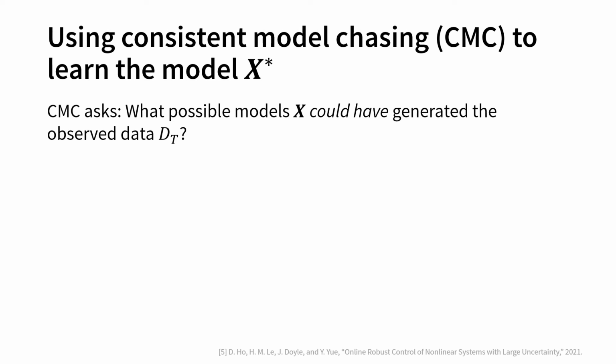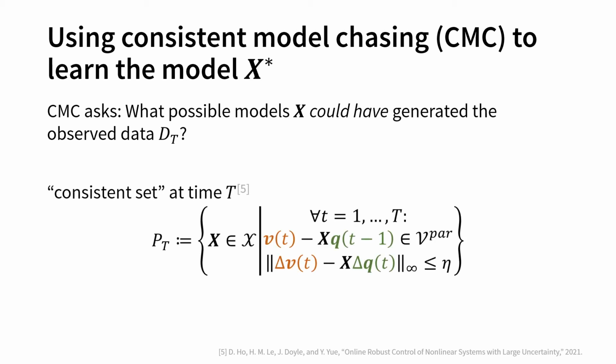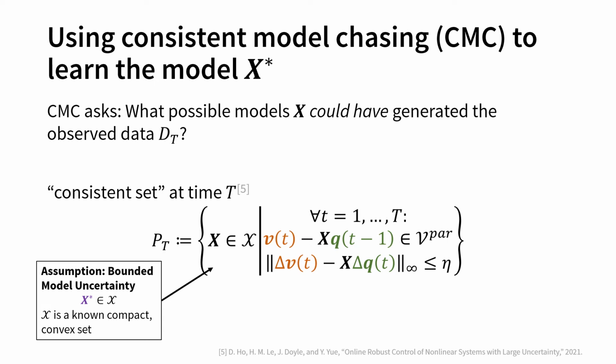Consistent model chasing effectively asks the question, what possible models X could have generated the observed data D of t. We call this set of possible models the consistent set at time t, denoted P sub t. Every part of this consistent set definition follows directly from the three assumptions I introduced earlier. First, a consistent model must lie within the initial uncertainty set.